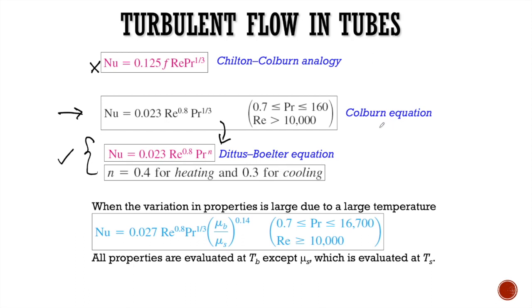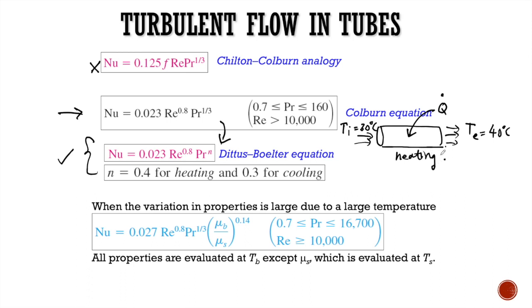At this point, let me draw this figure. You have a tube where the fluid flows inside. Then how can you check whether the flow is heating or cooling? Let's say you have Ti equal to 30 degrees Celsius and T exit is 40 degrees Celsius. From here, you can see that the inlet temperature is much lower than the exit temperature. So this tube is heating. For this case, you will use n equal to 0.4.